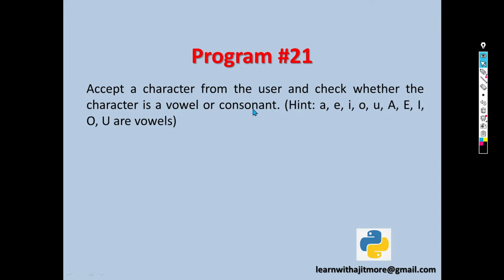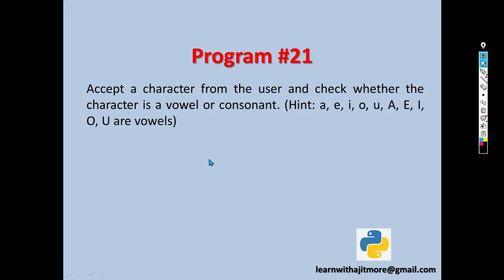Now when do we say it is a vowel? If it is in the A, E, I, O, U category. And if it is a character but not in A, E, I, O, U, the other characters in this 26-alphabet set, all others are considered as consonants. Obviously we have to use the if-else concept.